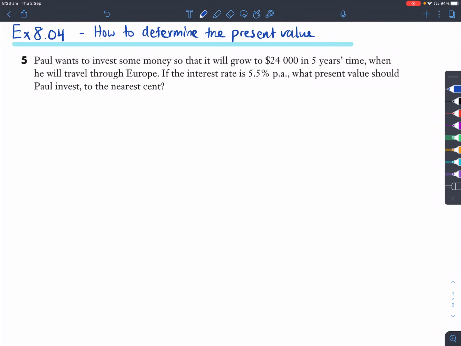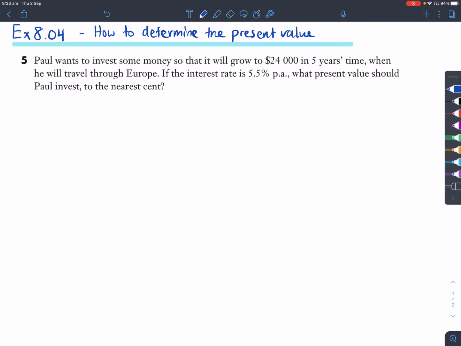Hey everybody, in this lesson we'll be looking at how to determine the present value of an investment involving compound interest. So for question 5 from exercise 804, Paul wants to invest some money so that it will grow to $24,000 in 5 years' time when he will travel through Europe. If the interest rate is 5.5% per annum, what present value should Paul invest to nearest cent?